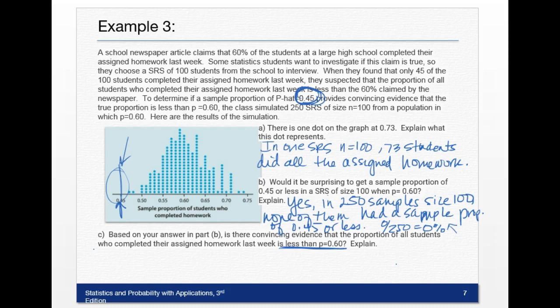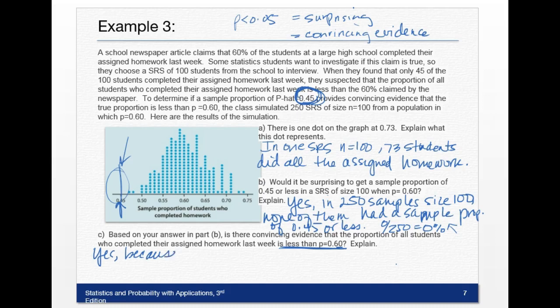So if you remember back when we were first analyzing if something is surprising, we would say if the probability of it was less than 0.05, then that would be surprising, right? It's less than 5% chance of happening. Now, another phrase we use in the same vein is convincing evidence. If it's less than 5% chance of happening, then that is convincing evidence that something happened. Well, in this case, that's convincing evidence that the percent of all students who complete their homework is really less than 0.6. So that's what we're getting at here. So we would say yes.